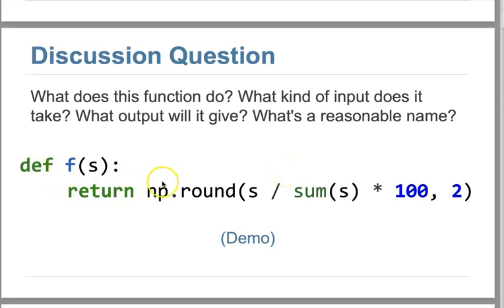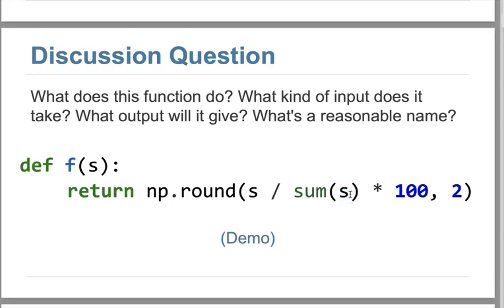If I define one function like this, we call it f. That's just temporary, but later, after you understand the meaning, I want you to change the name. You pass in s, and you return a numpy function. What does it do? s divided by the sum of s.